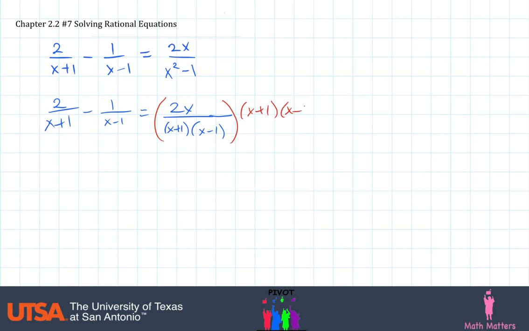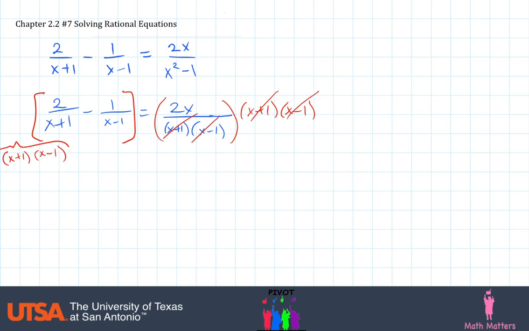Times x minus 1. And we're going to treat the left side as a whole expression on its own. I'm going to write x plus 1, x minus 1. Ran out of space, so I'm just going to put this here. Okay, so let's evaluate the left side first, because that looks a little bit easier to me. We have x plus 1 on the numerator now, and x plus 1 in the denominator, so that means they cancel. And same thing with the x minus 1, those will also cancel.